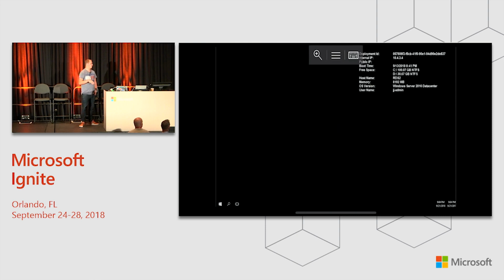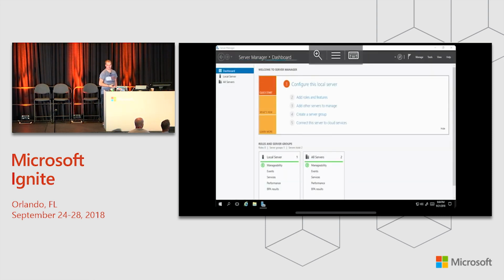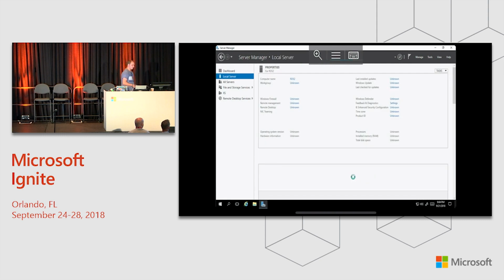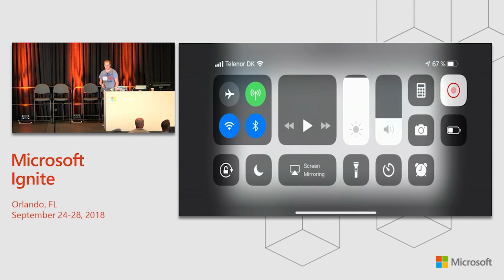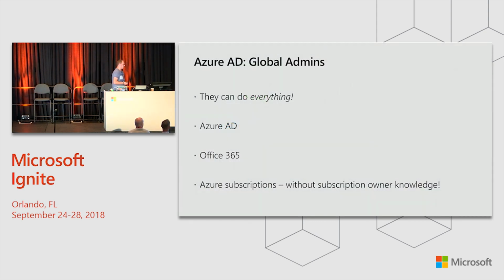So this is using the network policy server extension. And that's a more secure way to build an RDS environment, for example. You can use it for your VPNs, all that stuff too.